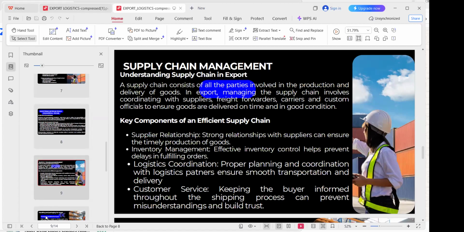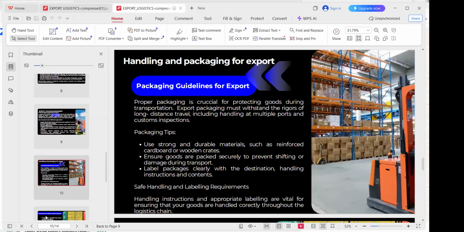Next, we have the handling and packaging of exports. Packaging guidelines for export: proper packaging is crucial for protecting goods during transportation. Export packaging must withstand the rigors of long-distance travel, including handling at multiple ports and customs inspection.